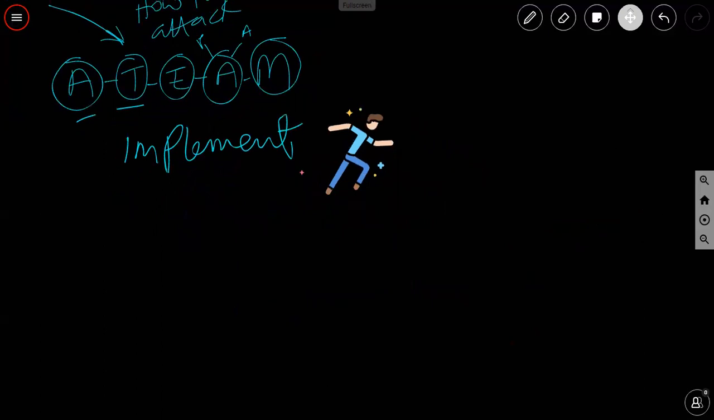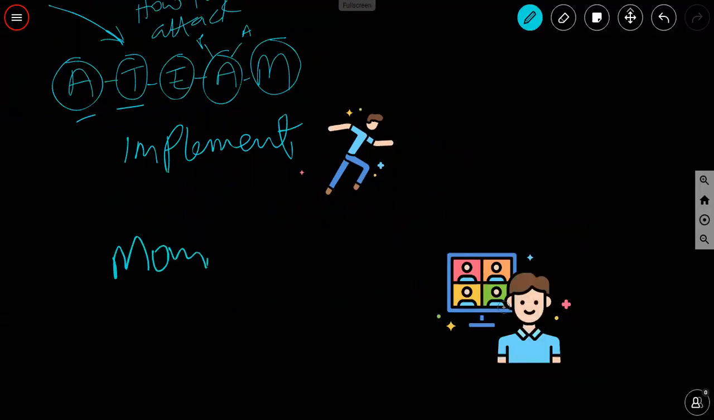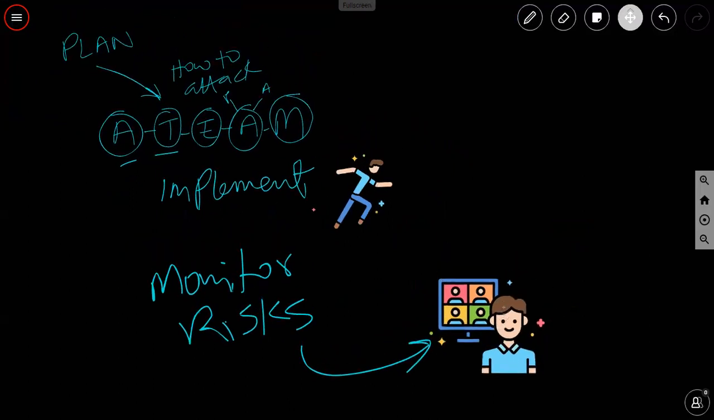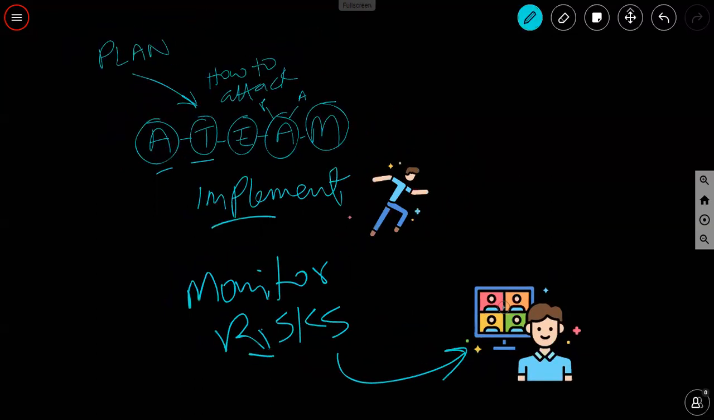And then in the next process, which we call monitor risks, we're going to keep our eye on those risks. And we're going to make sure they're exactly where we left them. They haven't changed. If they have changed in some way, we're going to update. So when you think about it, the processes in risk are either planning and executing component where we implement, or we're monitoring the risk. It's that simple.